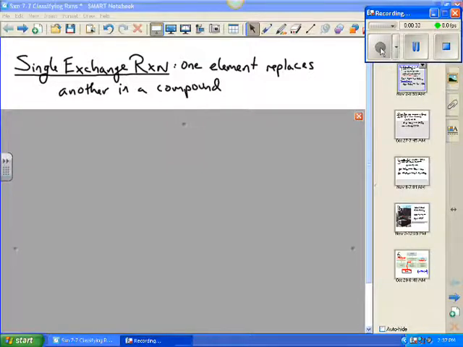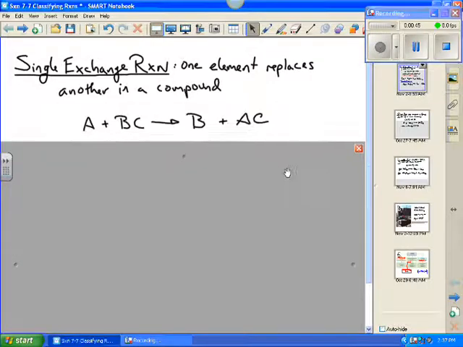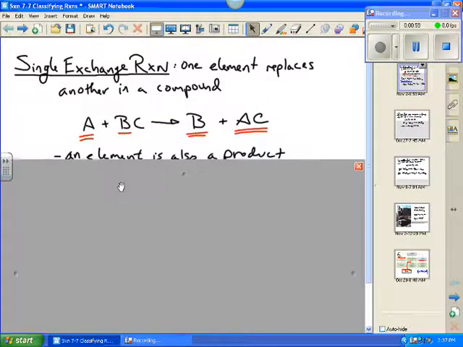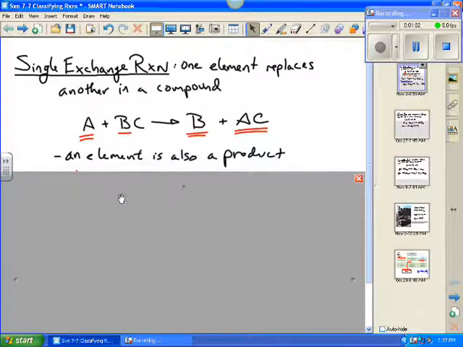And on the board up here you see another type or category of chemical reaction called single exchange reactions. A single exchange reaction is when one element replaces another in a compound. So algebraically it's shown here: when the pure element A replaces B in the compound BC, you end up with another pure element B and a new compound AC. A tip-off that you've got a single exchange reaction is that you have a pure element as a reactant and as a product. They are different pure elements, however.